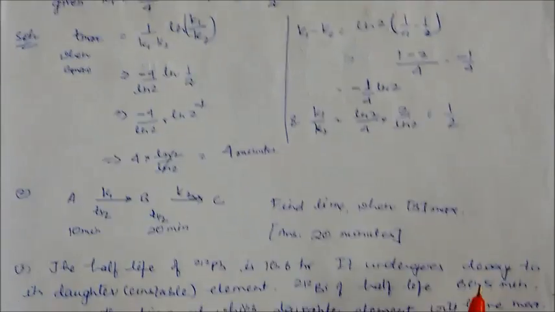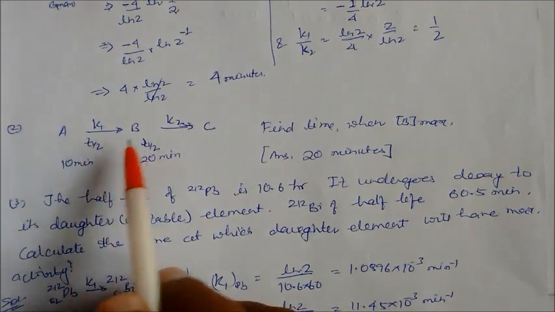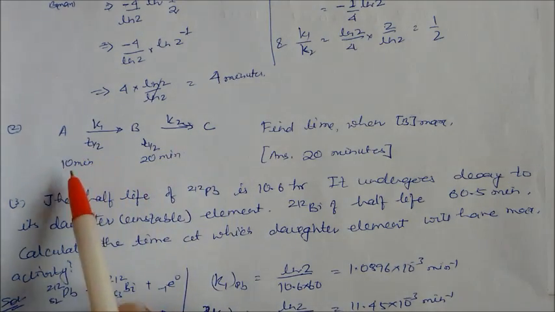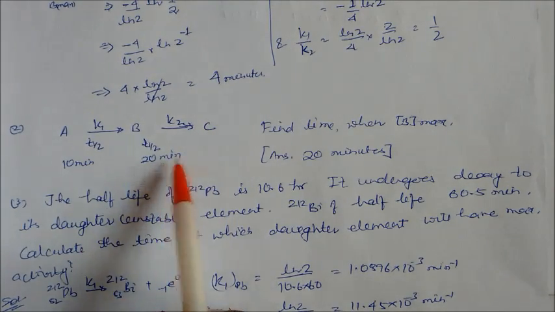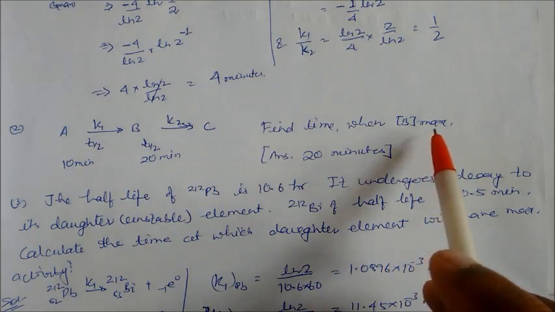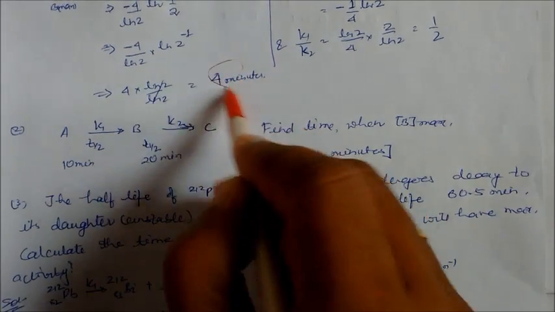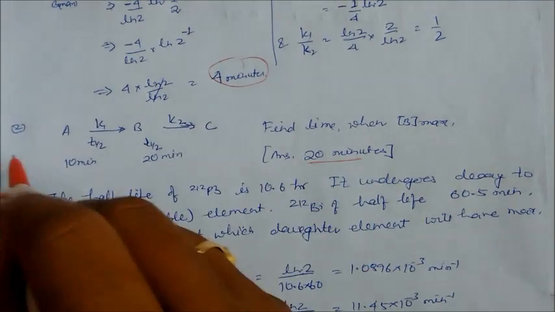Second question, A is converted to B, B is converted to C, the half-lives are given as 10 minutes and 20 minutes. Find the time when the concentration of B is maximum. You will get the answer 20 minutes. So just try it yourself.